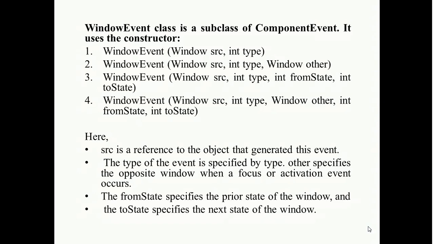The source is a reference to the object that generated this event. The type is the type of event that is specified by the type. The other parameter specifies the opposite window when a focus or activation event occurs. The fromState parameter specifies the prior state of the window and the toState parameter specifies the next state of the window. These four are the constructors of the WindowEvent class.